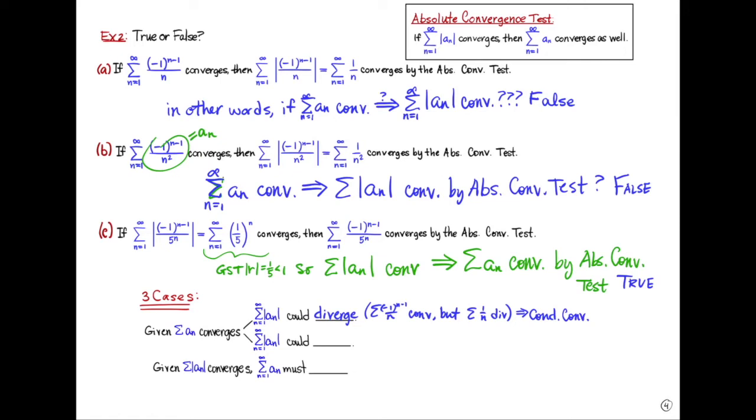Or, alternatively, if we know that the sum of a sub n converges, then we could check the absolute value of the terms, and that series could also converge. Think of our alternating p series, where p is equal to 2. This series converges, and the series of the absolute value of the terms also converges. And so in that case, we would say that the alternating series is absolutely convergent.